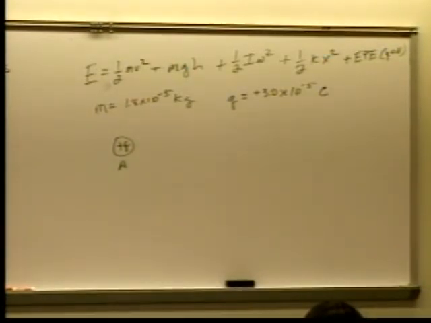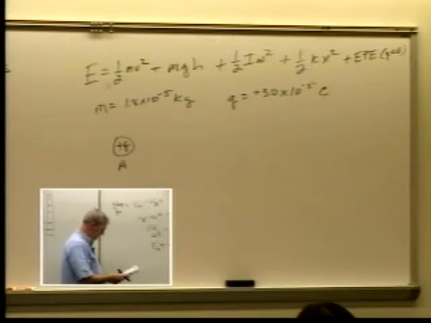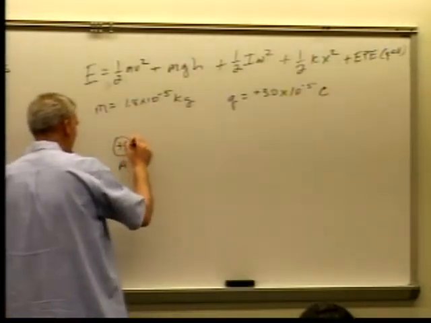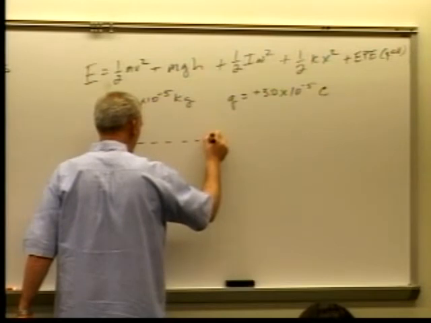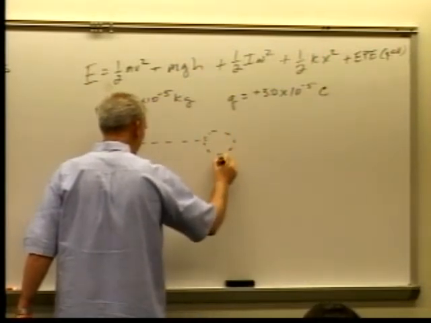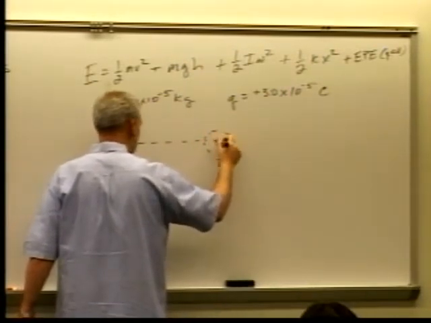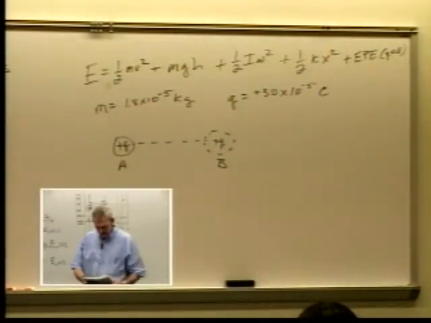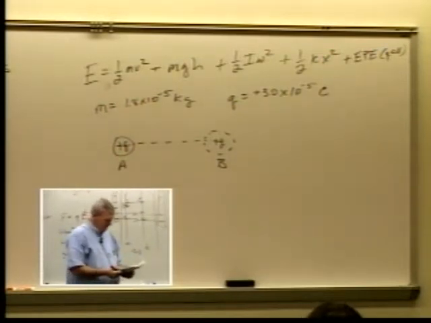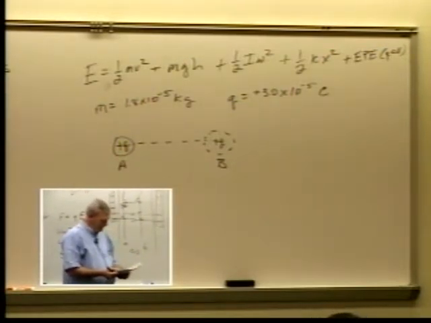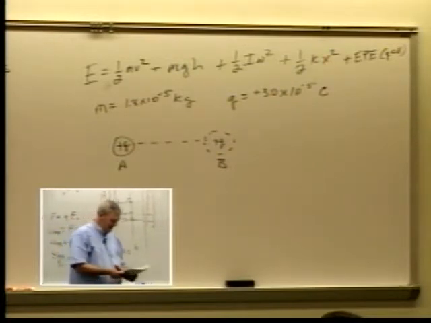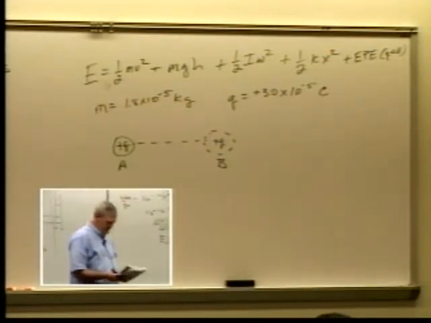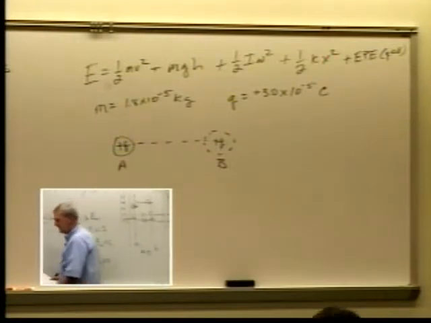It's released from rest, and it accelerates to a point B, right here. Here's my new charge at this point, point B. The only forces acting on the particle are the gravitational force and an electrostatic force. Neither is shown in the drawing. The electric potential at A is 25 volts greater than at B.